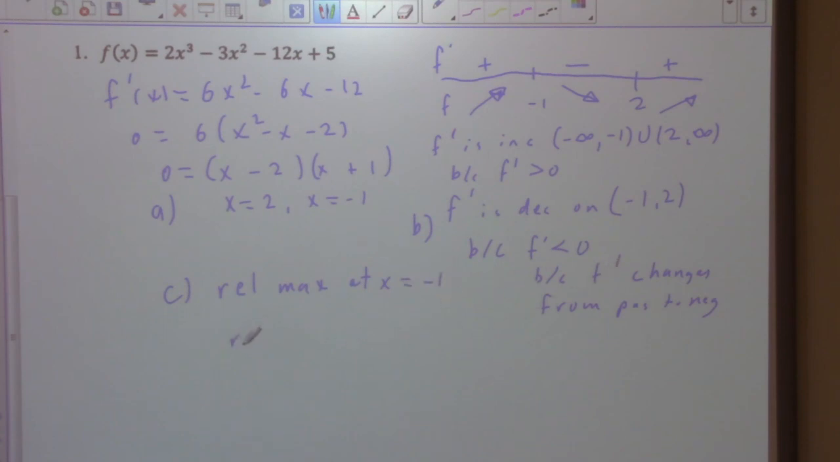And then relative min at x equals 2, because f prime does what? Changes from negative to positive. So that's this part here.